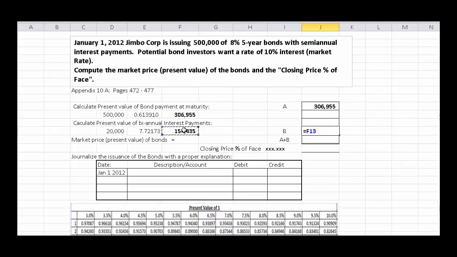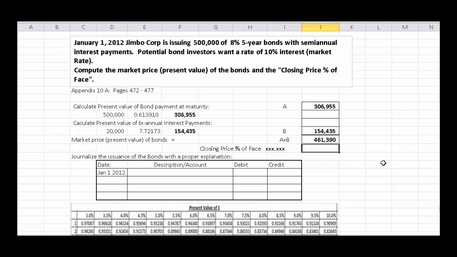Now the total of the cash flow of the biannual payments and the final payment at the end of the term of the bond, we add those two present values together. So that's $461,390, which is how much an investor would invest today in this 8% 5-year bond in order to get a 10% rate of return on their investment.